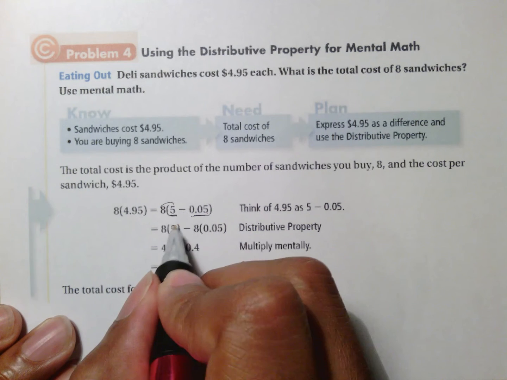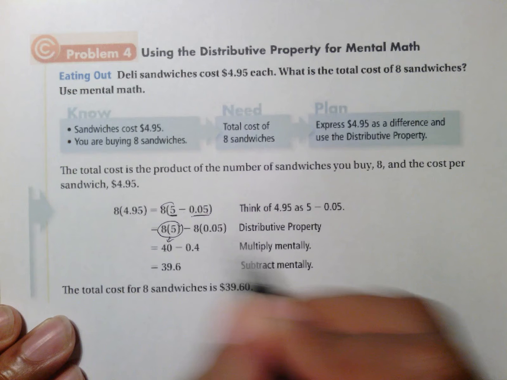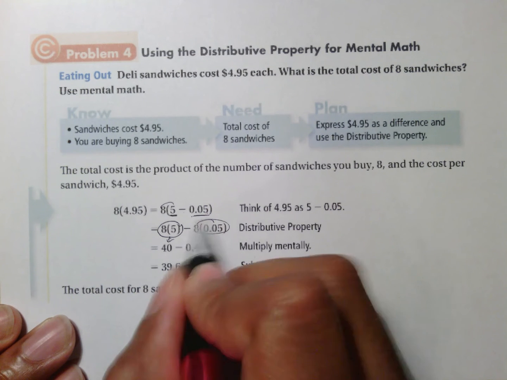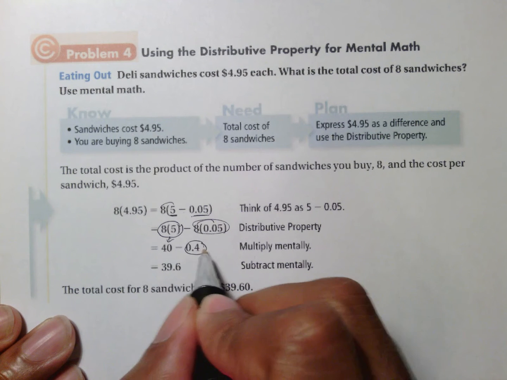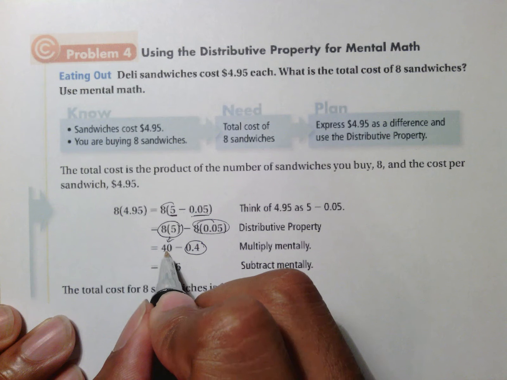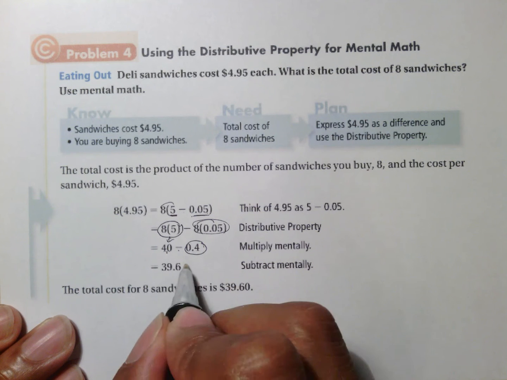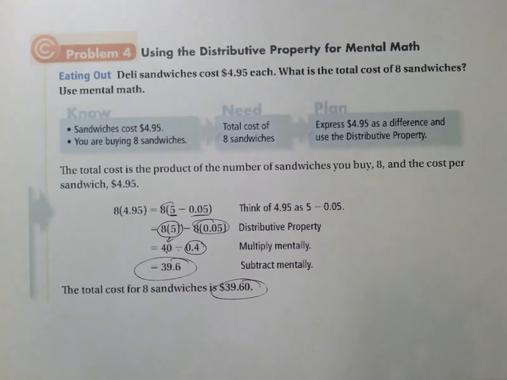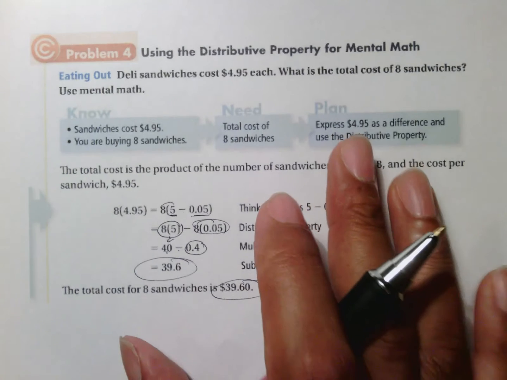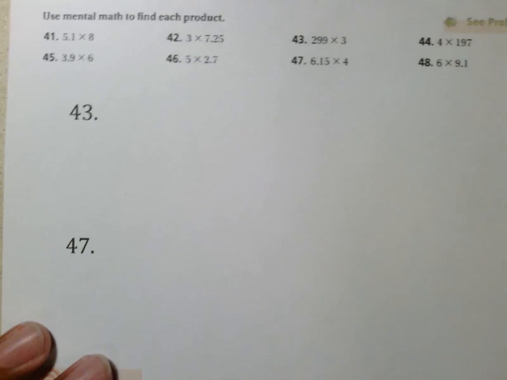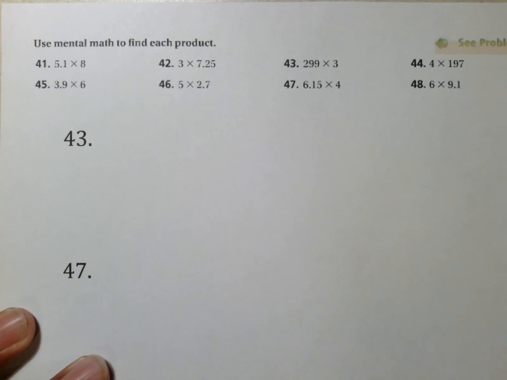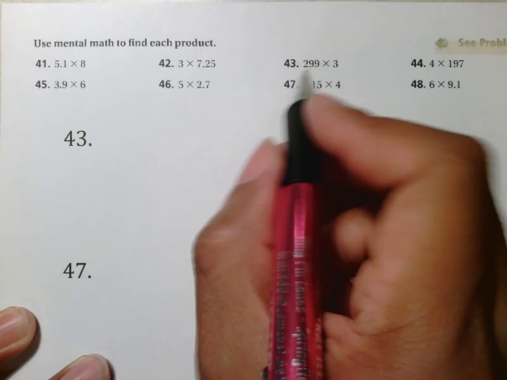Notice that when you distribute it, 8 times 5 is easy to see as 40. 8 times 5 cents is easy to see as 40 cents, which means that you take $40 minus 40 cents, which makes $39.60. So using this, there is an addition way and a subtraction way. What we are going to look at right now is the subtraction way.